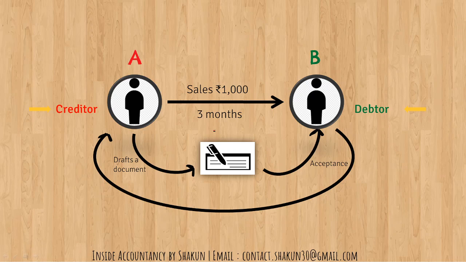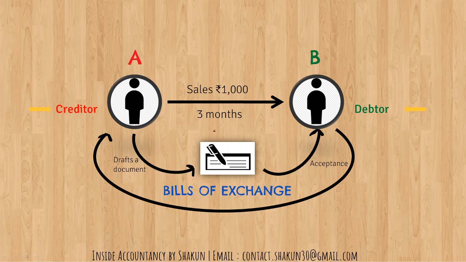And when B has given the acceptance, this document which was drafted by A and sent to B for acceptance is called a bill of exchange. Okay, so a bill of exchange is a document which has been drafted by the creditor, the person who is selling the goods, and it is an order to make the payment. Who is A directing to make the payment? A is directing B to make a payment of 1000 rupees after 3 months.